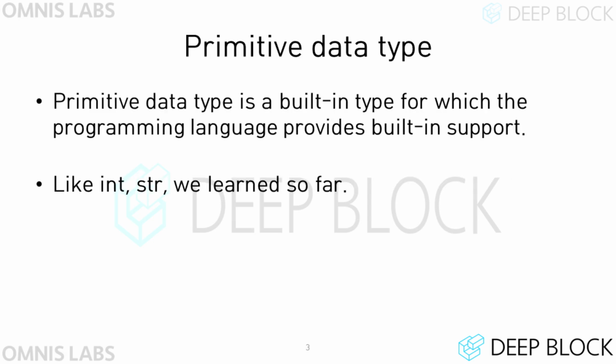You may feel unfamiliar with the word primitive data type, a data type that is provided by default. For example, we can think of built-in data types as primitive data types. Until now, we have learned types such as int, bool, string, and float, and these types are all primitive data types.